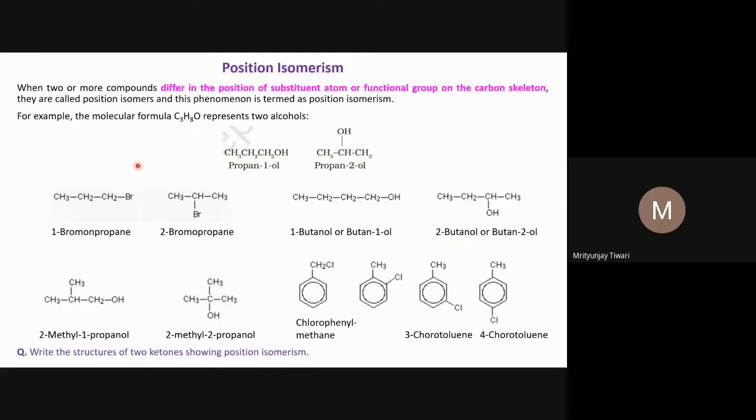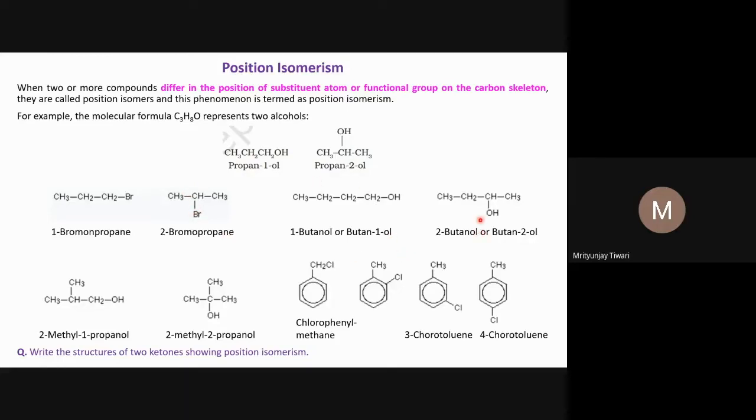However, if two bromo groups are there, in that case we will have the possibility of position isomers. These two bromine groups can be on the same carbon atom or on different carbon atoms. So there is a possibility of position isomers, and in that case, in the IUPAC nomenclature, we will have to show the position of the bromine atoms.